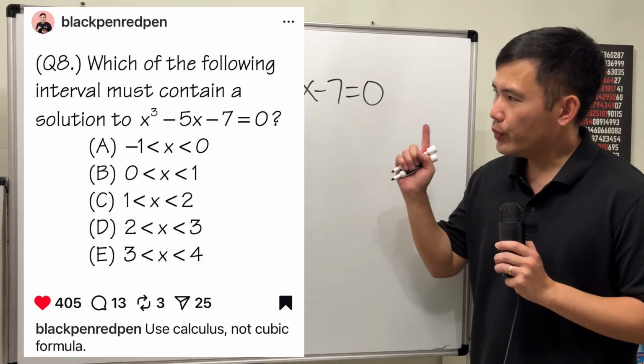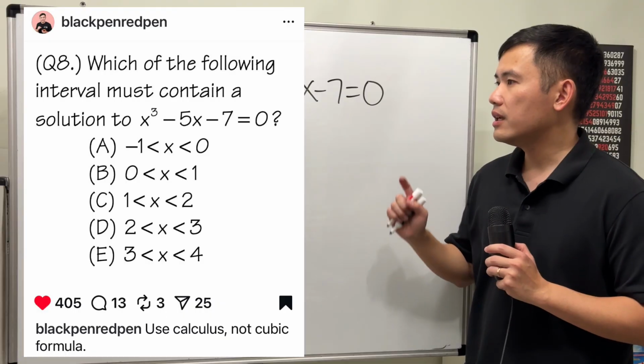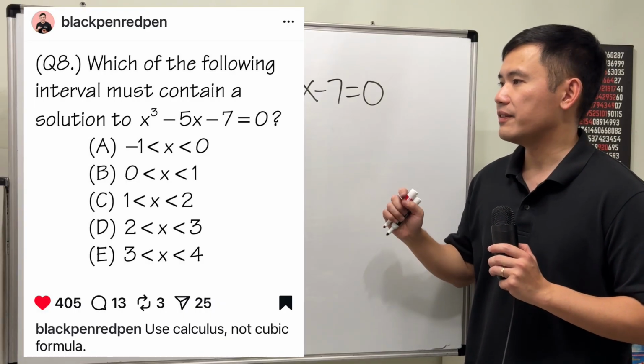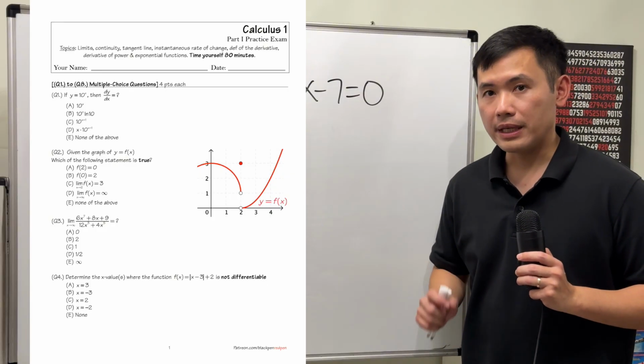We are going to see which of the following intervals must contain a solution to the cubic equation x cubed minus 5x minus 7 is equal to 0. And this is from one of my old exams for my calculus class.